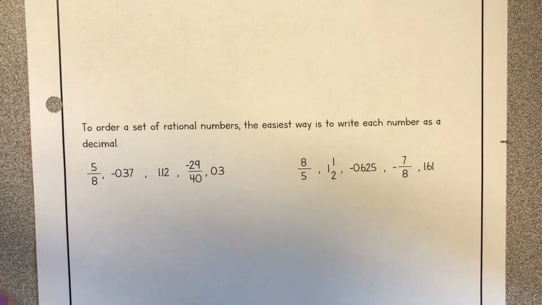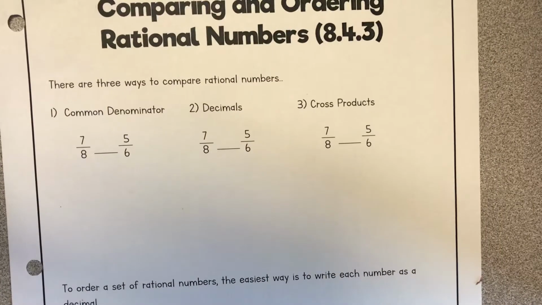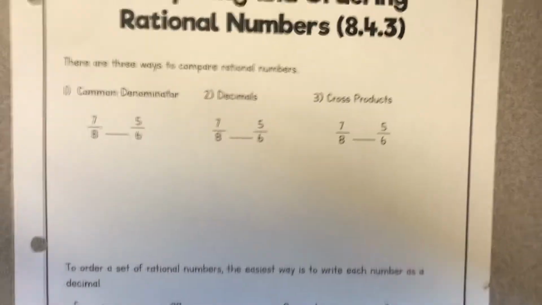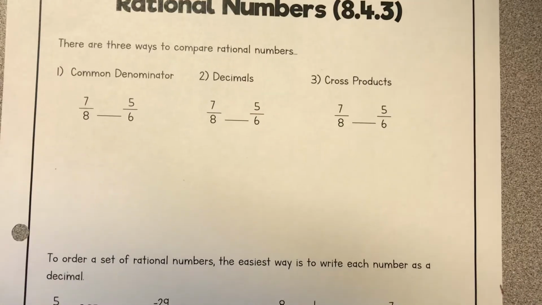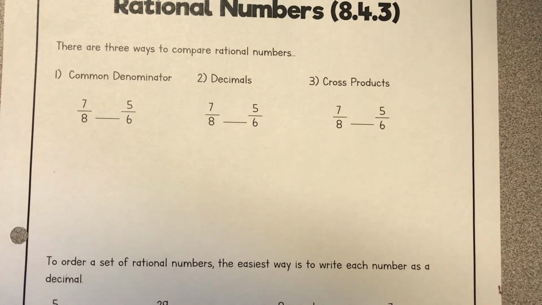Okay, today we're going to talk about, yesterday we learned about rational numbers, and today we're going to talk about putting them in order and comparing them. So there are three different ways that you can compare rational numbers. So we're going to look at the same set of numbers, and I'm going to show you the three different ways that you can compare them.